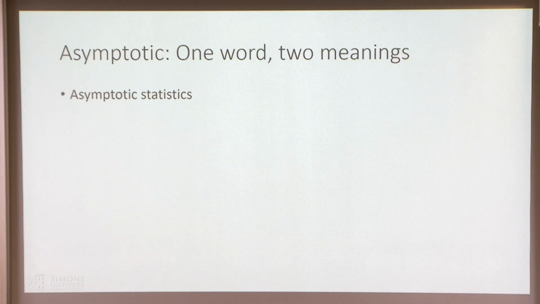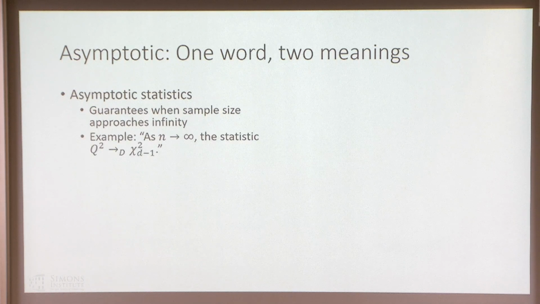One is asymptotic settings, or asymptotic statistics. Sesha mentioned this during her talk in the morning, but these essentially give guarantees when the sample size approaches infinity, as in, as our data set grows increasingly large. The most common example of this that you might have heard of is the central limit theorem, which in its basic form is an asymptotic statement.